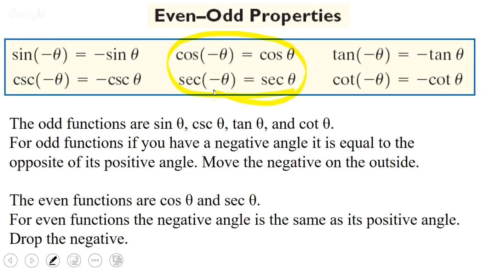They're even. In an even function, you can drop the negative. In an odd function, you take the negative from the inside and you bring it out. So that's why there's a negative on the outside. It makes the function negative. For even ones, the negative, you just drop it. So cosine and secant, if you have a negative on the inside, you drop it. All the others, you bring the negative out in front.